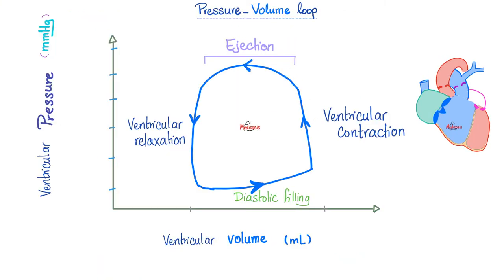Now onto the pressure volume loop. Why do you call it pressure volume loop? Because pressure is here, volume is here. It's easier to look at the volume first. As the volume increases from here to here, do you think this is systole or diastole? If the volume of the ventricle increases, of course this is diastole.